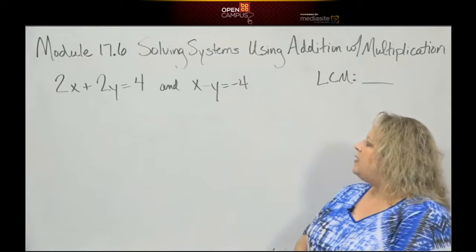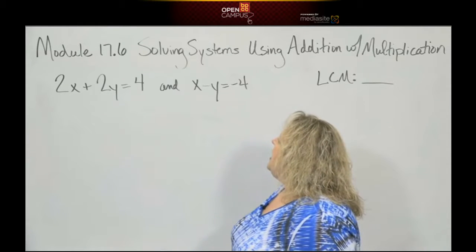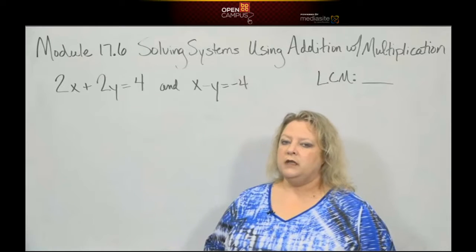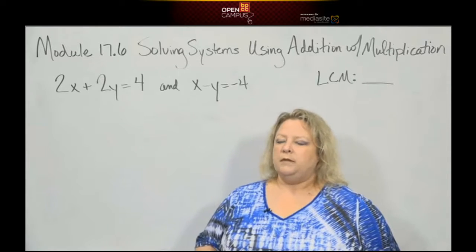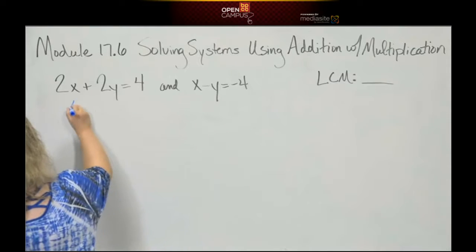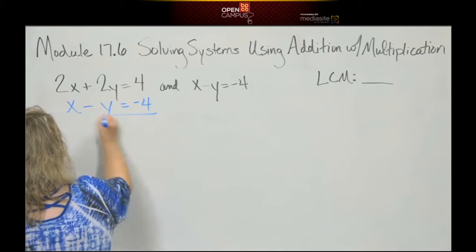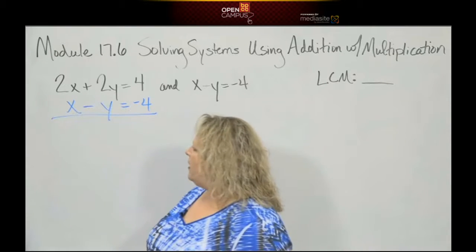Okay, so here are our two equations. 2x plus 2y equals 4, and then x minus y equals negative 4. I have one problem, and I'm going to show you my one problem. First, I'm going to write these equations so that they line up under each other. And I want you to look at what I have right now.